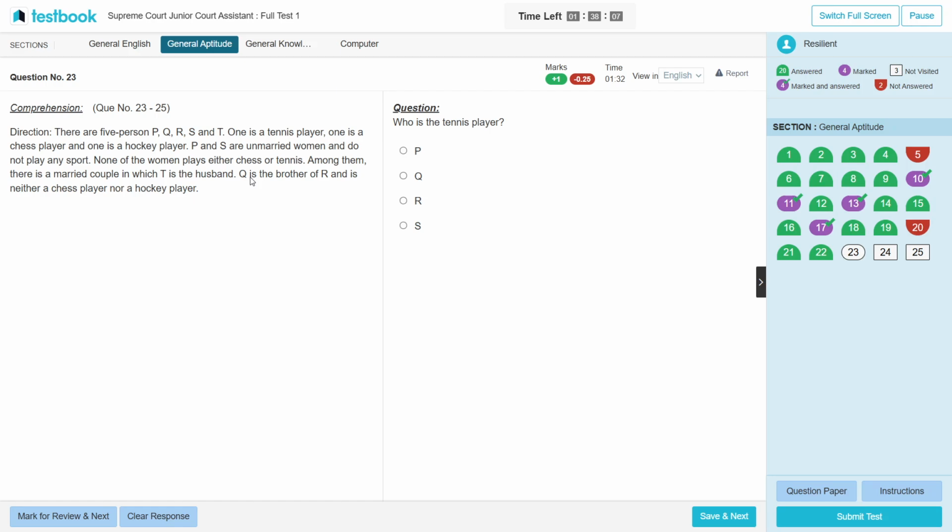P and S are unmarried women. None of them play chess or tennis. Chess also not, tennis also not. Who is a tennis player? Q.